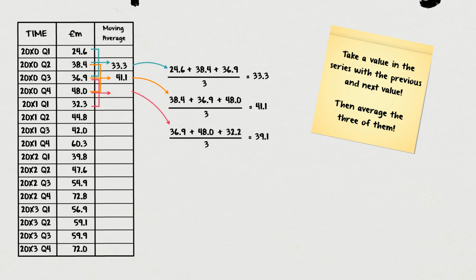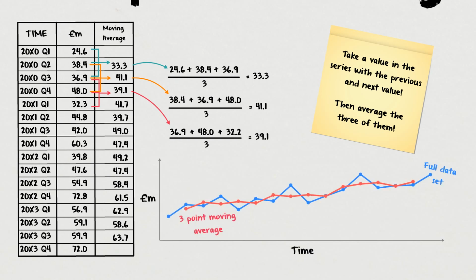And we repeat the process again and again and again for each of the quarters, or each set of 3 quarters. And what you can see when we put that on a graph is how the line really starts to even out, starts to smoothen now. You can see that the actual data set, the blue line here, is a bit all over the place. It goes up and down and by different amounts each time. But the 3-point moving average is a much straighter line.